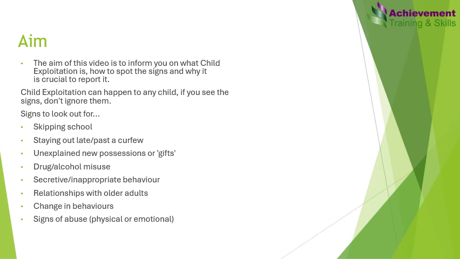Signs to look out for: skipping school, staying out late or past a curfew, unexplained new possessions or gifts, drug or alcohol misuse, secretive or inappropriate behaviour, relationships with older adults, change in behaviours, signs of abuse, both physical or emotional.